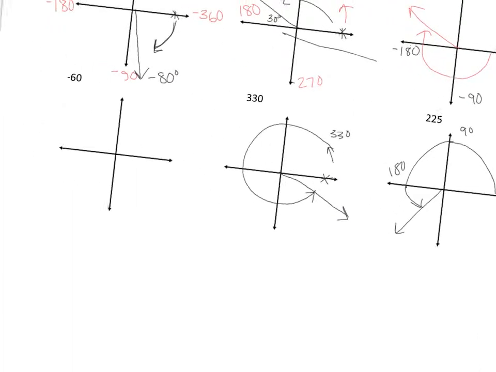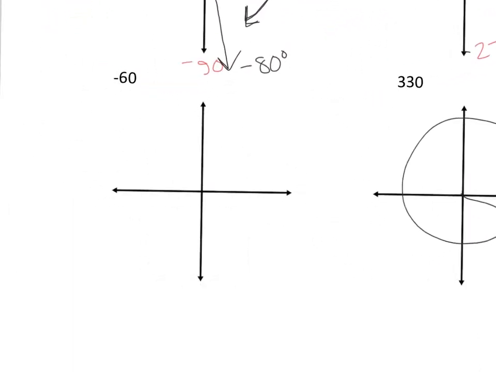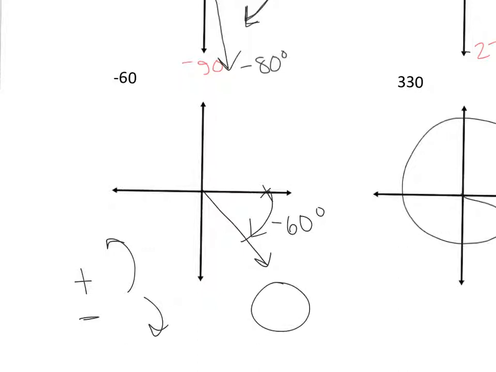Oh, I missed one. So negative 60. Negative 60 is start right here, and you're going to go down 60 degrees this way. So it's negative 60, and put your arrow on. If it's positive, you're going to go up, and if it's negative, you're going to go down. And there's 360 degrees total.